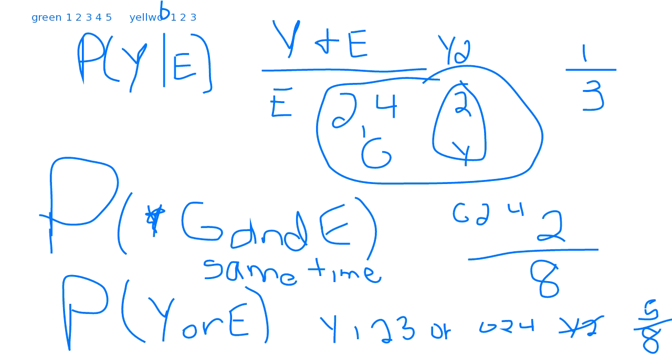Okay, our denominator is still 8 because we're just picking one card. It's not out of a certain set. It's out of all 8. The only time your denominator is going to change is if you have a given, and that given means that you know where it's coming from.